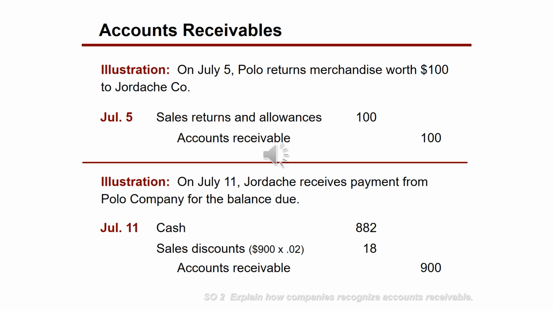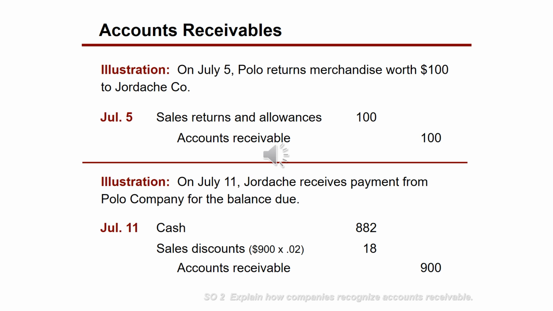And then on July 11th, it says Jordan receives payments from Polo Company for the balance due. Now in this case, the balance due is only 900, right? Because they purchased products from us for 1,000, then they've returned some of the products worth 100. So the total accounts receivable balance, if we look at the ledger of the accounts receivable account, we're going to see only 900 that relate to Polo Company that we should collect from them, right?